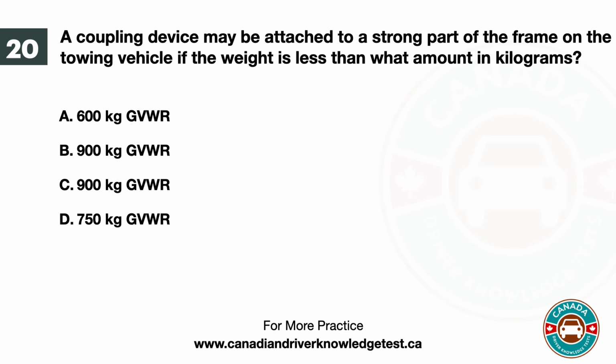Question 20. A coupling device may be attached to a strong part of the frame on the towing vehicle if the weight is less than what amount in kilograms? A. 600 kilograms GVWR. B. 900 kilograms GVWR. C. 900 kilograms GVWR. D. 750 kilograms GVWR. The answer is B. 900 kilograms GVWR.